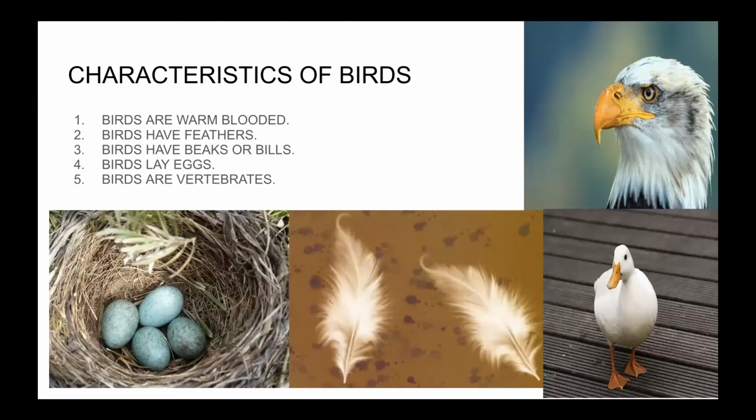Now, here are some characteristics of birds. Birds are warm-blooded. Their brains are sophisticated and can control their body temperature. Birds have feathers. Birds have beaks or bills. The structure is the beak or the bill.